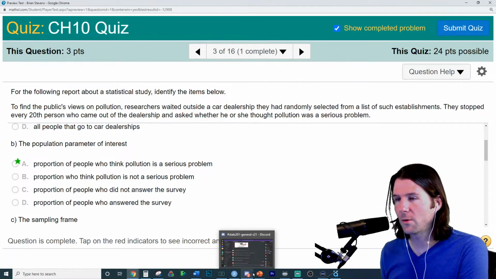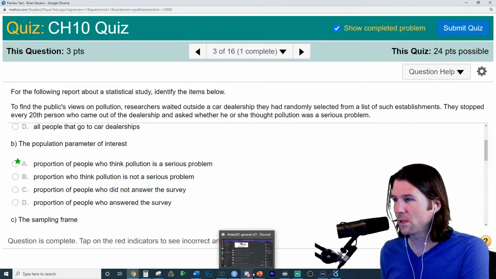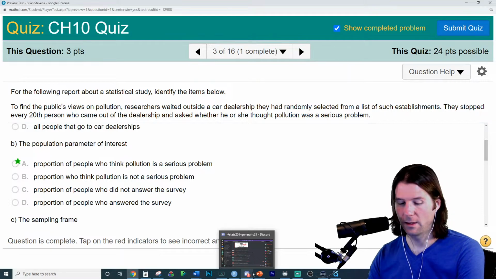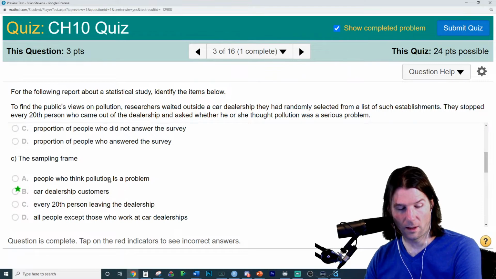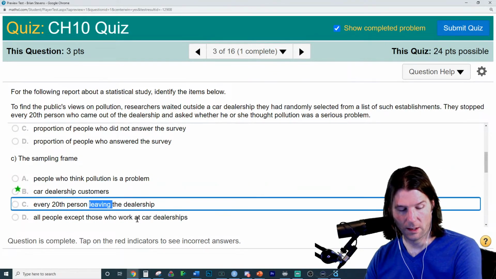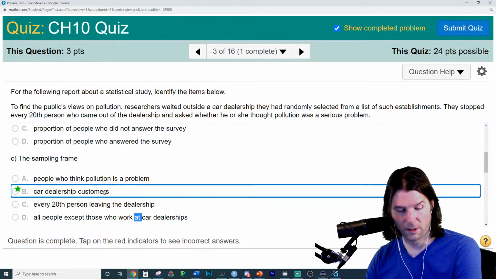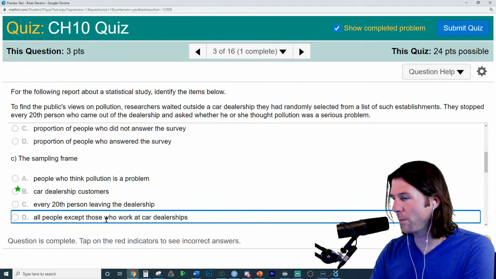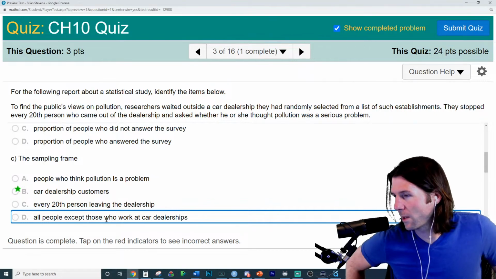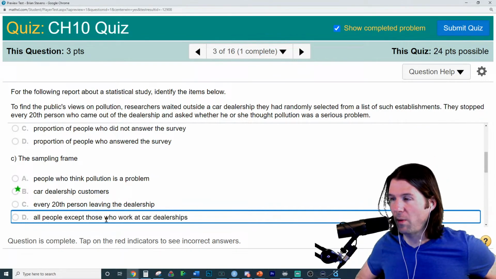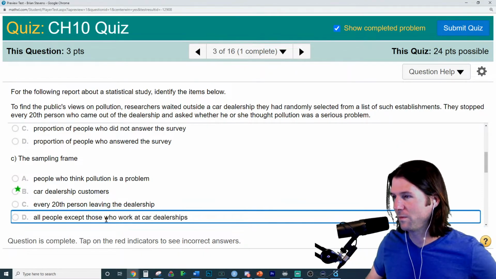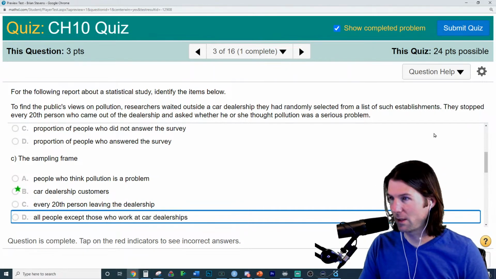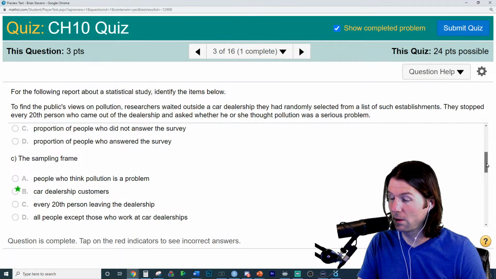It's gonna be the people who are at car dealerships. I don't know if it has, like, if they leave. Let's see what the question says. All people except those who work... no, it's not gonna be all people. All people makes it sound like we can access anybody. It should just say people who go to car dealerships. So anyone who's at a car dealership, because it doesn't say anything about the people who work there. We're going to talk to people at car dealerships.